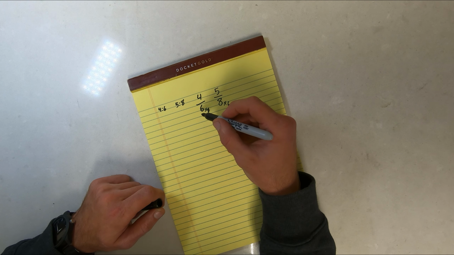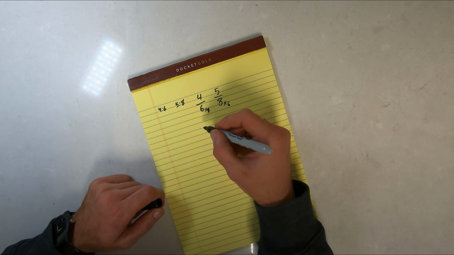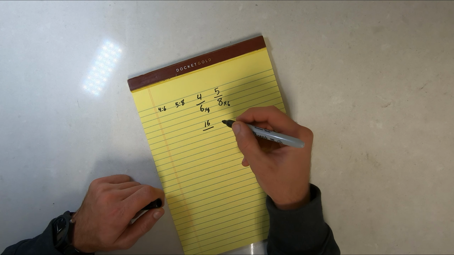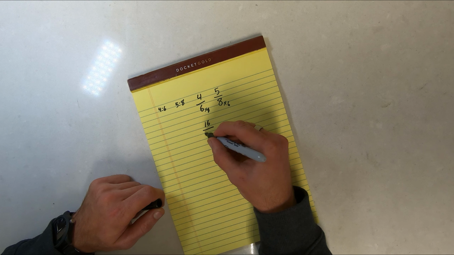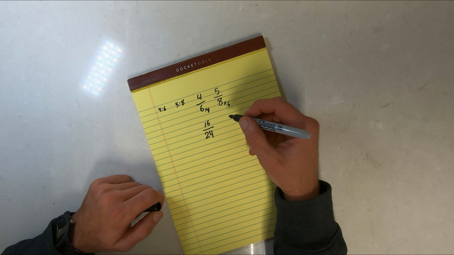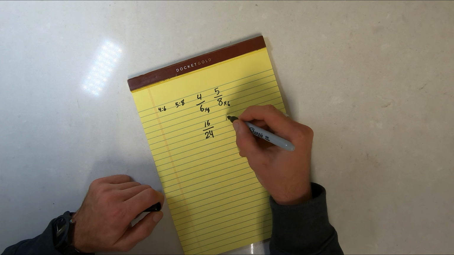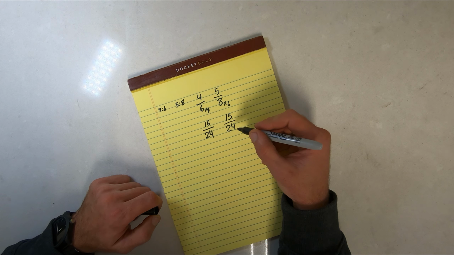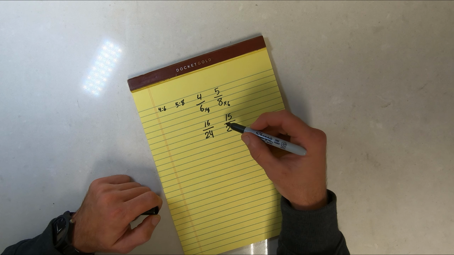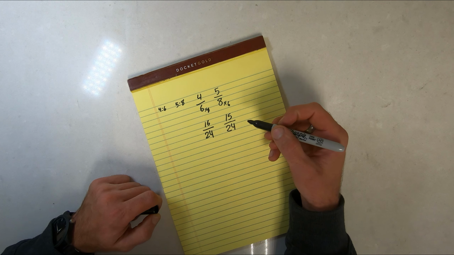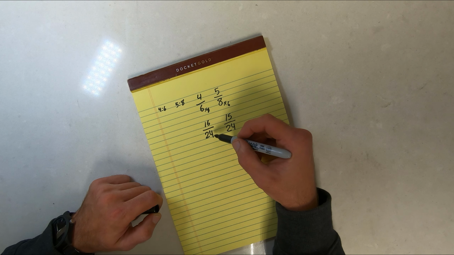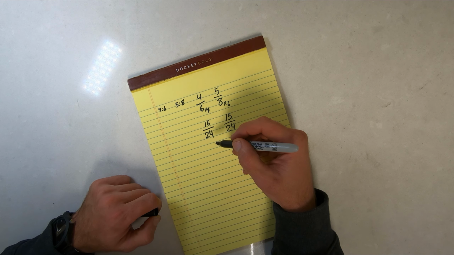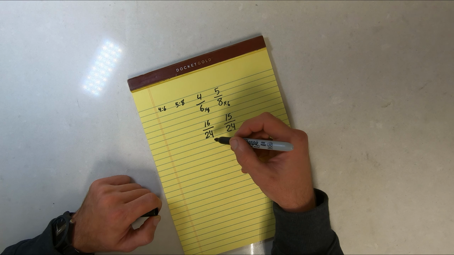So once we multiply this fraction by 8, 4 times 8 is 16, and 6 times 8 is 24. When we multiply the 5 over 8 by 6, we get 15 over 24. Now that the denominators are the same, we can see that the numerator tells us which one of them is larger. Here we have 16 of the 24 pieces, and here we have 15 of the 24 pieces. So the fraction with the larger amount of pieces is obviously the larger fraction.